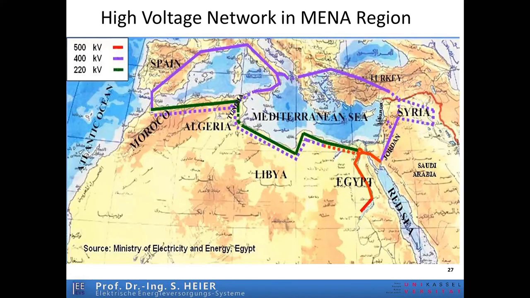For example, here I will show you the European, African and Middle East region, and a good possibility or a good chance will be to build a ring grid between these countries. It will be a good possibility to stabilize the grid in North Africa, Middle East and Europe, and the problem will be that we must have very stable political conditions in these regions also.